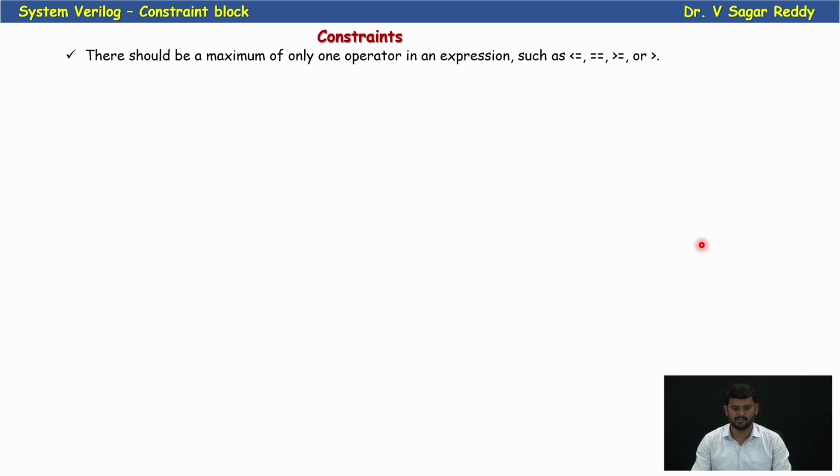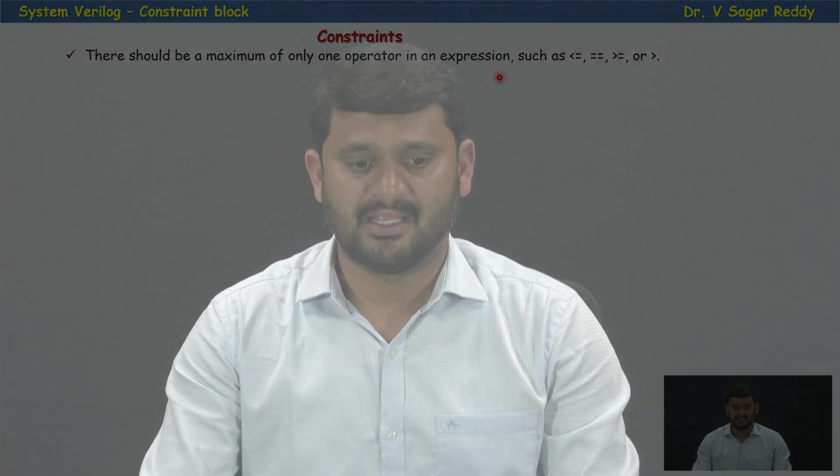See some other examples here. There should be a maximum of only one operator in an expression while defining the constraint in that block. So there should be a maximum of only one operator.